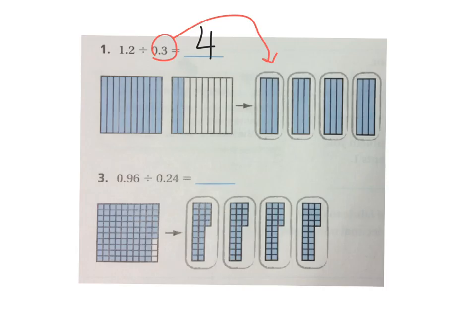So how can I find the answer? 96 hundredths divided by 24 hundredths equals, Daniel? It equals 4. How did you know it equals 4? Because I counted the 4 groups. I saw that there's 1, 2, 3, 4 groups. Excellent.